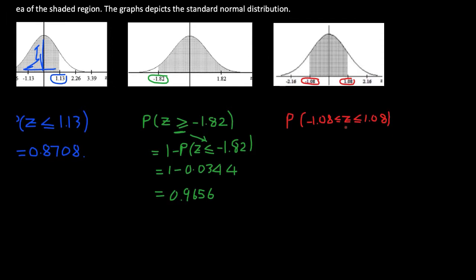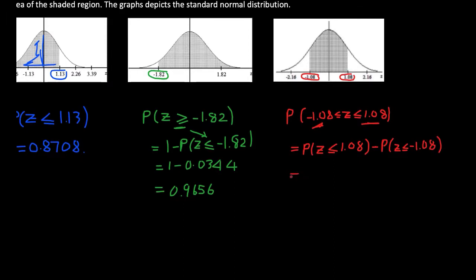Whenever you have this, the greater than and less than for both, then how do we do? First, go to the bigger number, this number. It is the 1.08. Therefore, probability z less than or equal 1.08. Then always minus. Then go to the small number, which is negative 1.08. Probability z less than or equal negative 1.08.